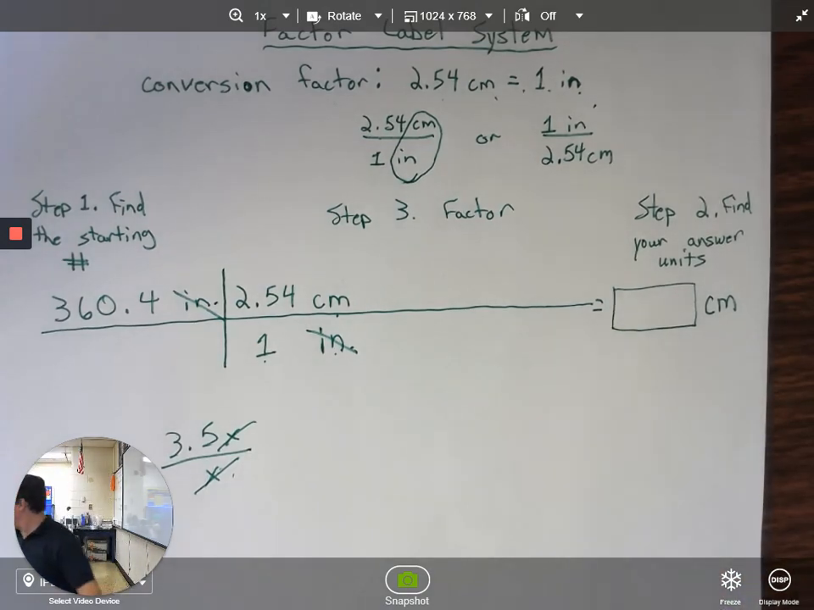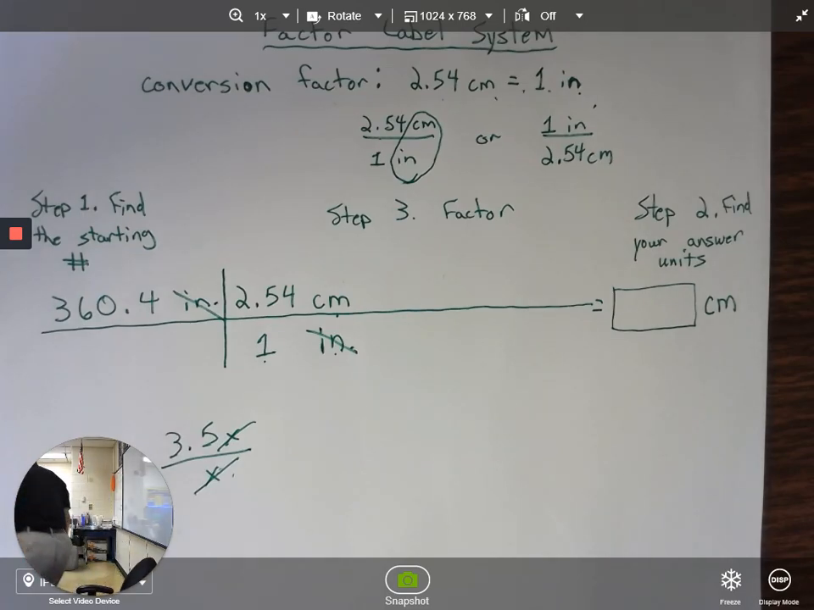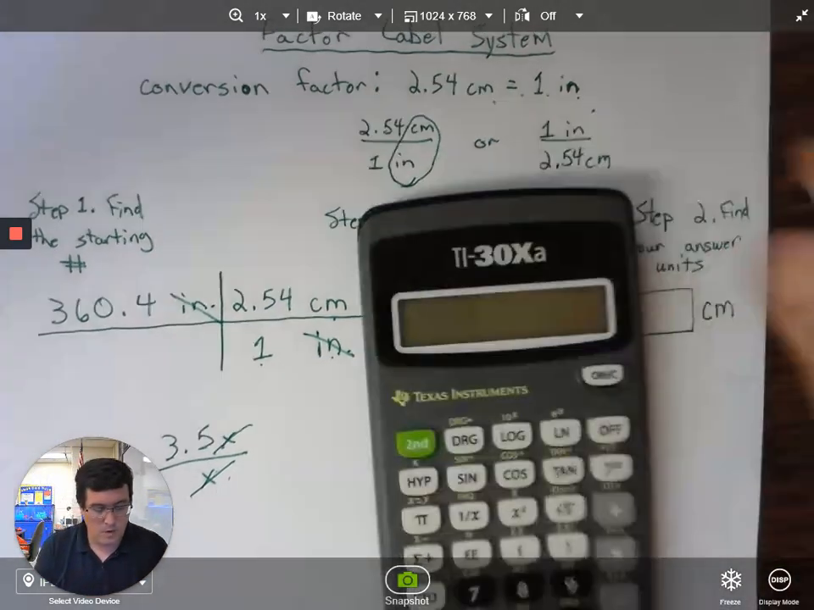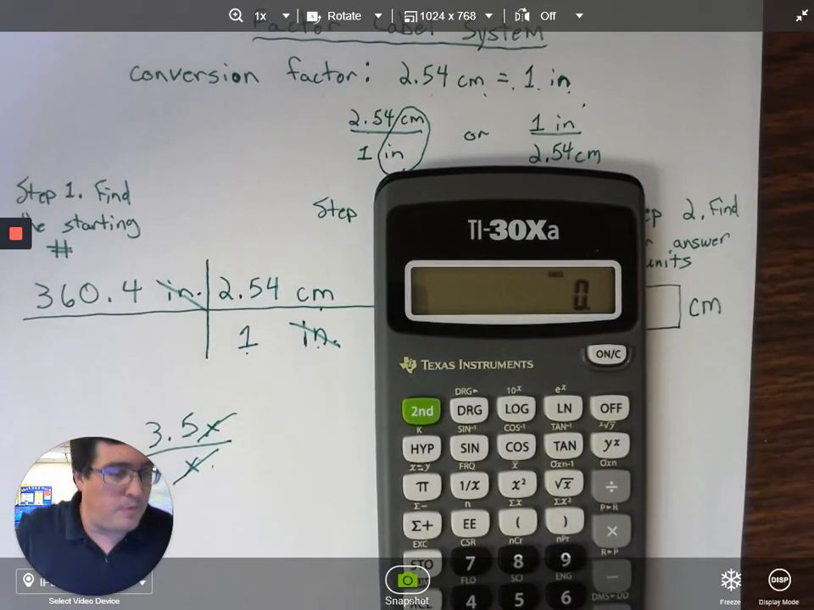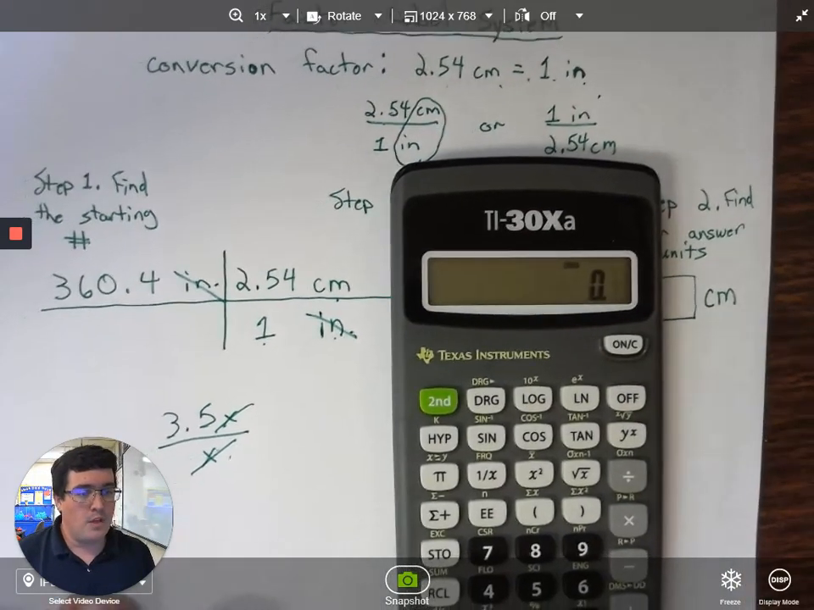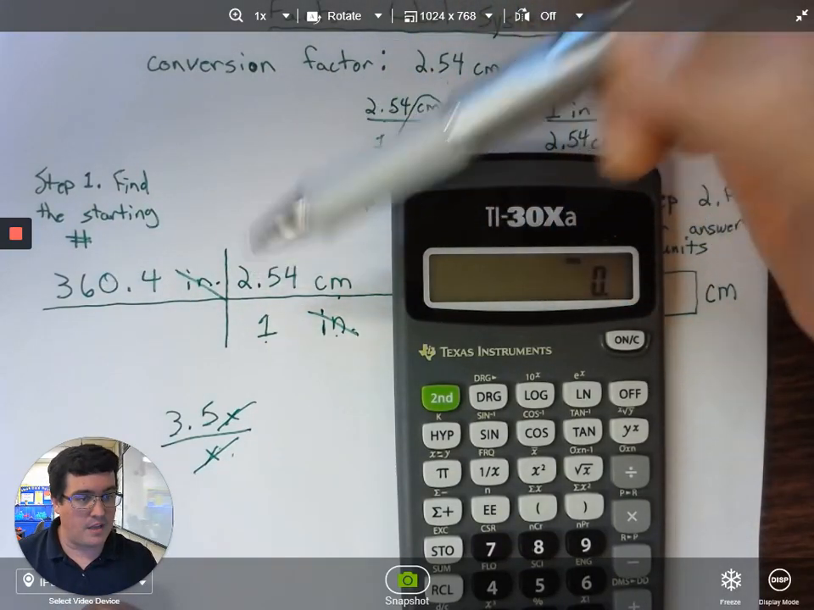Now, the simplest thing to do here is grab your handy-dandy calculator. Oops. Helps if you grab one that has power. Here we go. One calculator coming up. All right, here we go. So what you're going to do is multiply by everything on top.